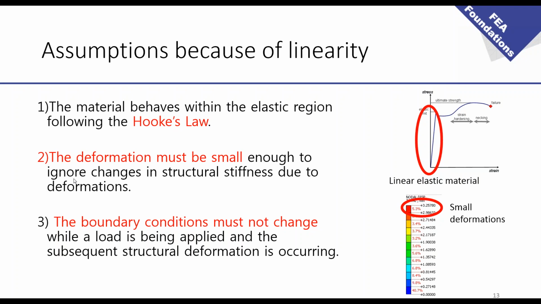Deformation must be small. This is the second thing. The deformation must be small enough to ignore the changes in the structural stiffness due to the deformation. It basically comes from the first relation as well, because as you see on the curve, if you are in the linear elastic region, your displacement has to stay small. Otherwise, if it's bigger, you go off this zone. But it also means other things. Actually, Hooke's law is not linear if you don't consider the small deformation. So it's more complex and it's not linear.